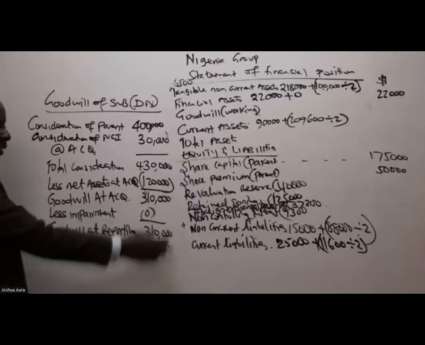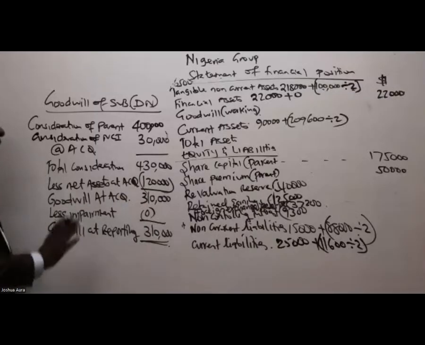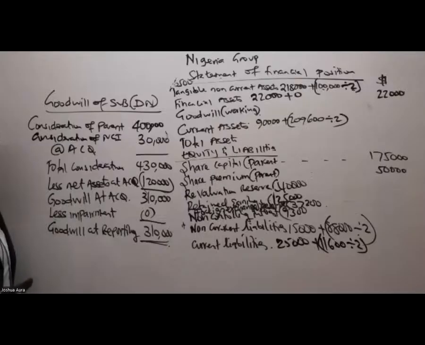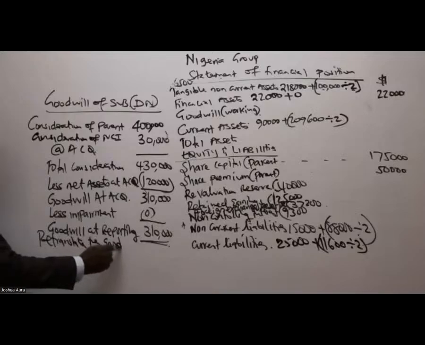I wish I had some space here, but immediately I get this goodwill of a foreign subsidiary, the next thing I should do is to retranslate the goodwill. So how do we do this?